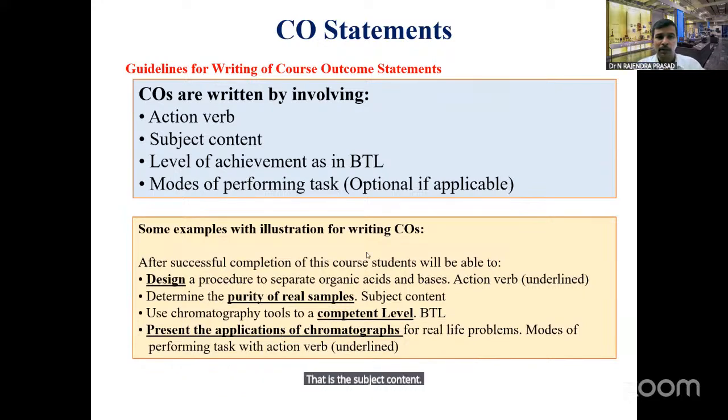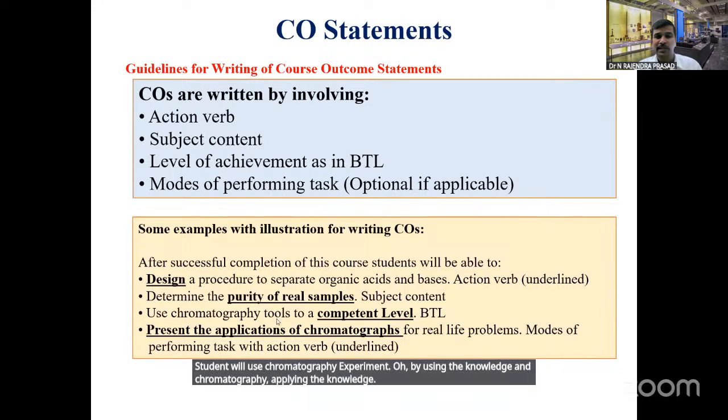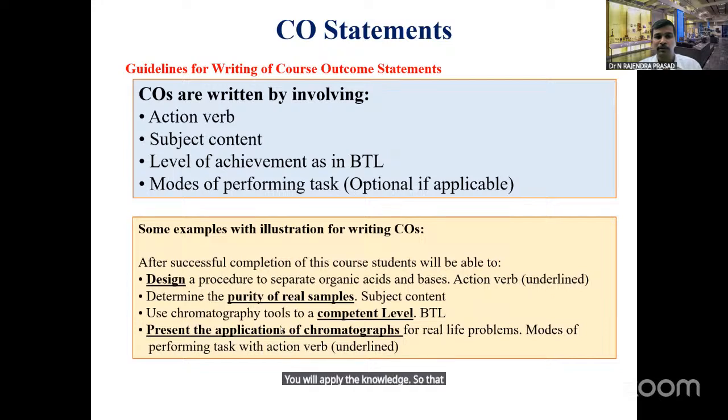Then level of achievement: apply the knowledge of chromatography. A chromatograph is an instrument to separate acids and bases. The student will use a chromatography experiment. How? By using the knowledge of chromatography, applying the knowledge. You will apply the knowledge. So that is the taxonomy level. Apply the knowledge of chromatography, you will separate acid and base. So what is the subject content? Purity of a real sample will be evaluated.